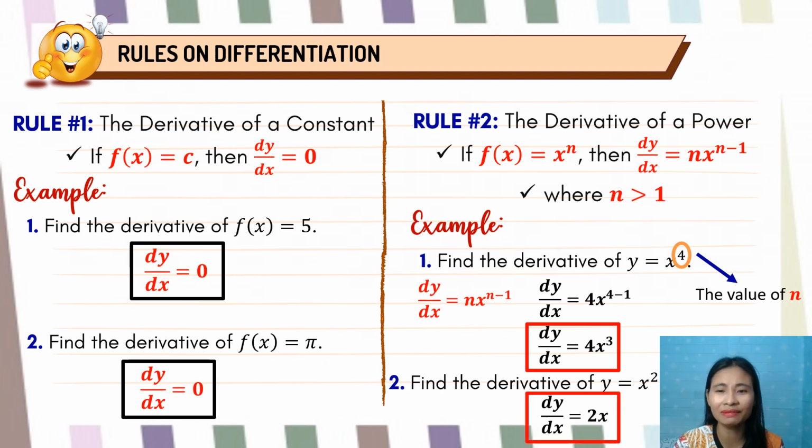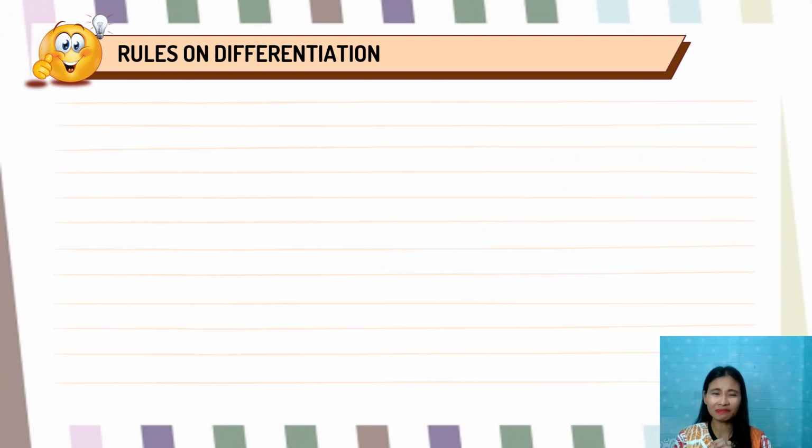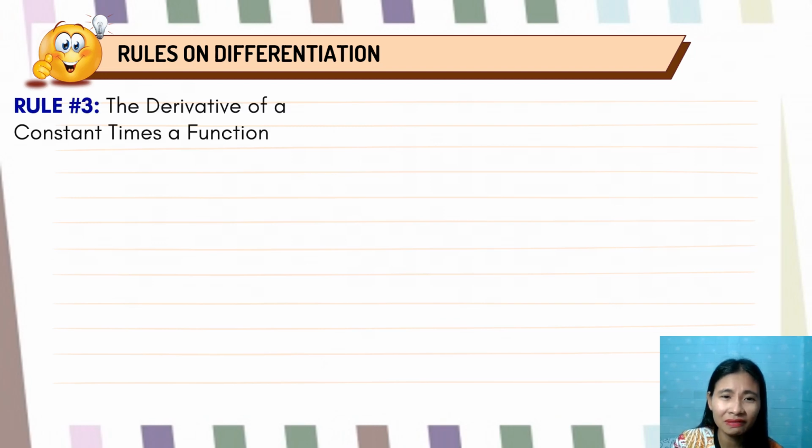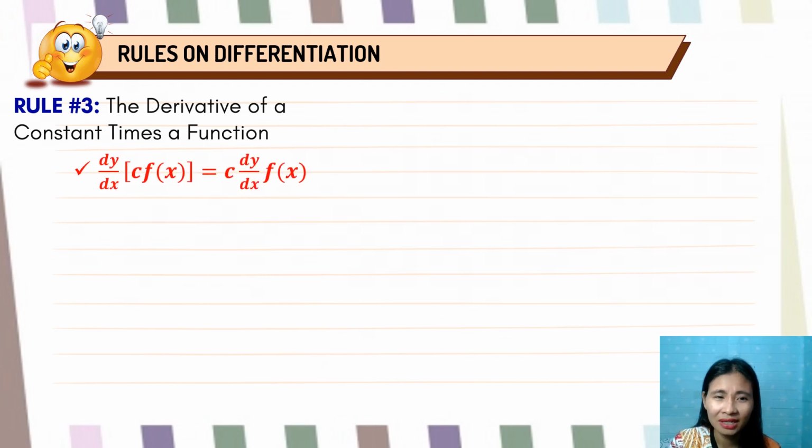Next, let's have our third and fourth rules on the rules of differentiation. Let's have this one: the derivative of a constant times a function. This means that dy over dx of c times f of x is equal to c times dy over dx of f of x.